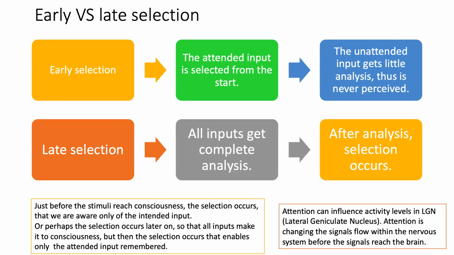Just before the stimuli reach consciousness, the selection occurs, so that we are aware only of the intended input. Or perhaps the selection occurs later on, so that all inputs make it to consciousness, but then the selection occurs that enables only the attended input to be remembered. Attention can influence activity levels in the LGN, or lateral geniculate nucleus. Attention is changing the signal's flow within the nervous system before the signals reach the brain.